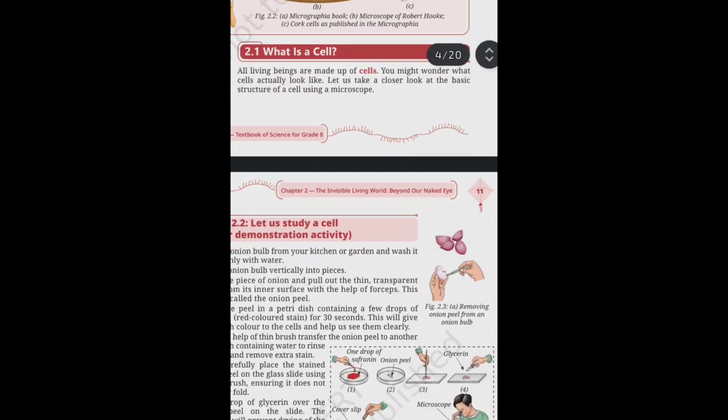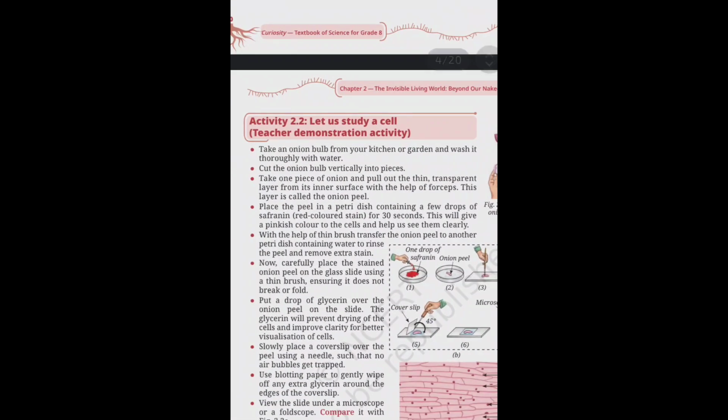Again, one activity will help us to observe the cells under a microscope. For that purpose, we need to take an onion peel. Onion is easily available in your kitchen, so you can take this onion to your lab and observe under the microscope how a cell looks. Take an onion bulb from your kitchen or garden and wash it thoroughly with water. After washing, we will cut the onion bulb vertically into several pieces.